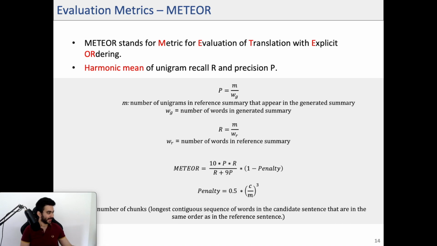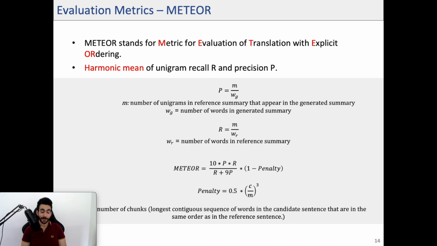Yeah, so next one is the METEOR. And METEOR stands for Metric for Evaluation of Translation with Explicit Ordering. And here, they actually introduced 2 different perspectives with respect to the metric. First one is that they included an F score, a harmonic mean between the precision and the recall. And then they also included a penalty term to accommodate for this explicit ordering.